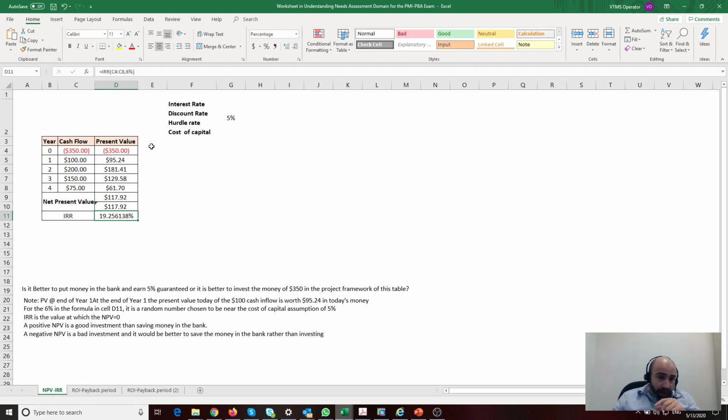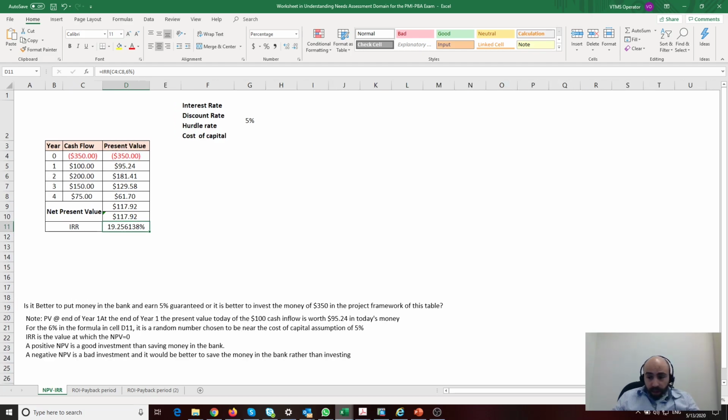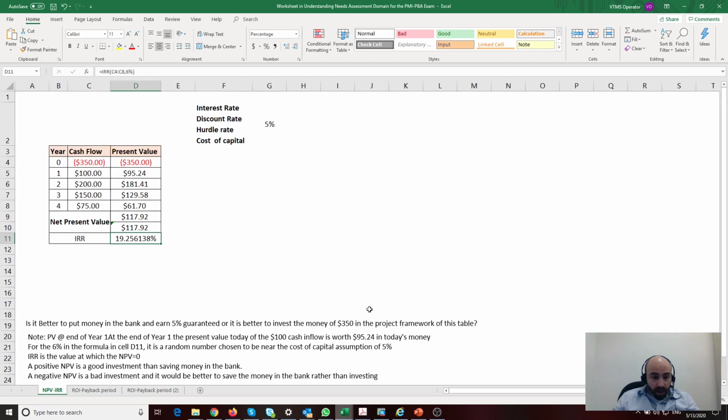I've taken an example here, and the aim of that example is to answer the question: is it better to deposit money in the bank and earn 5%? The 5% is an interest rate, or in other terms, discount rate, or hurdle rate, or cost of capital.